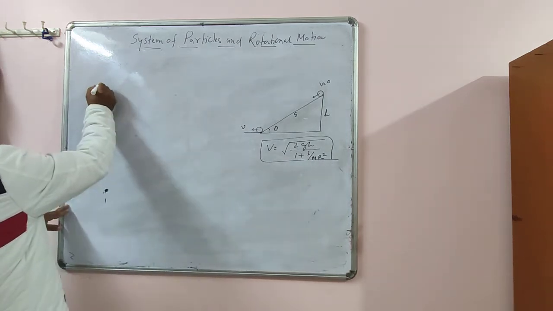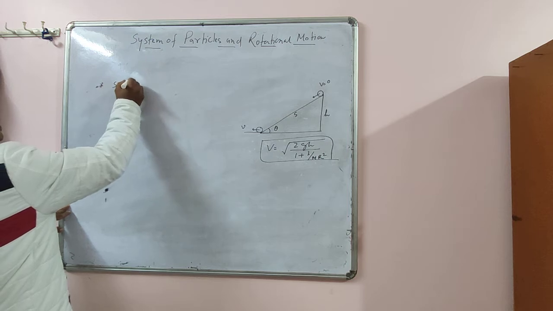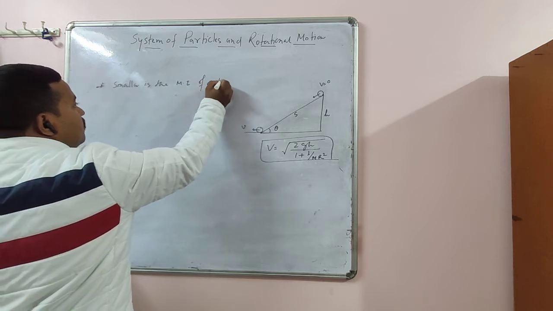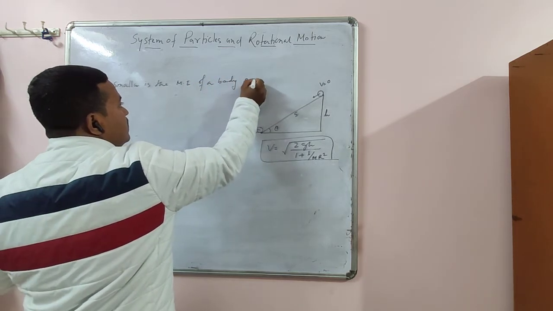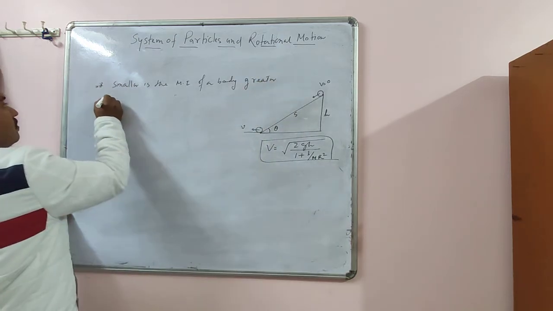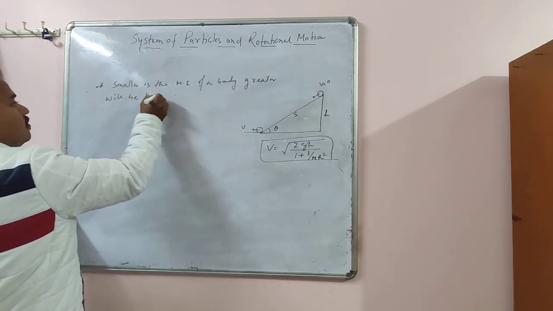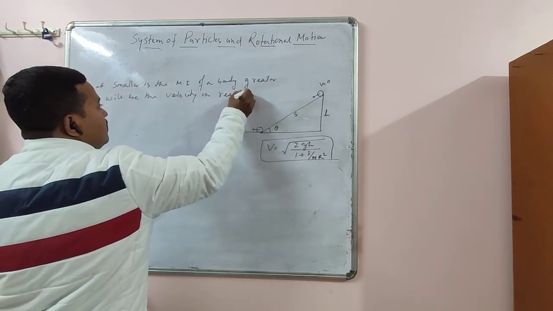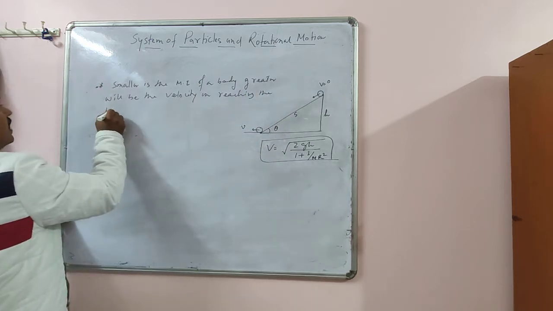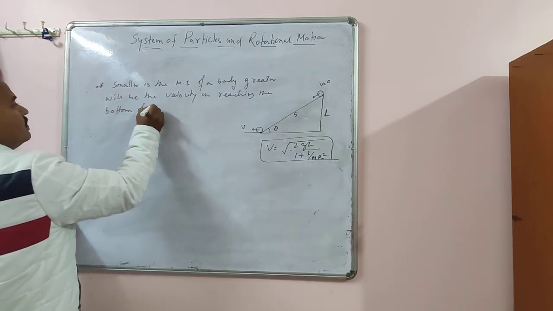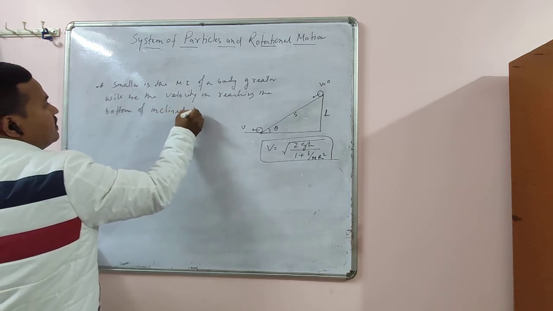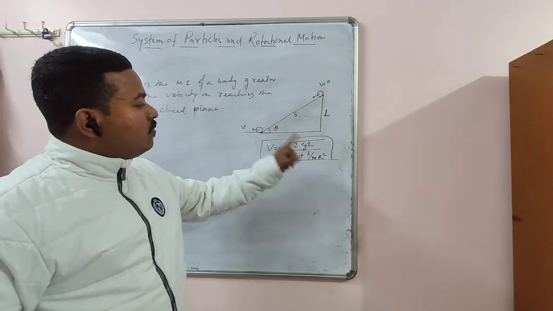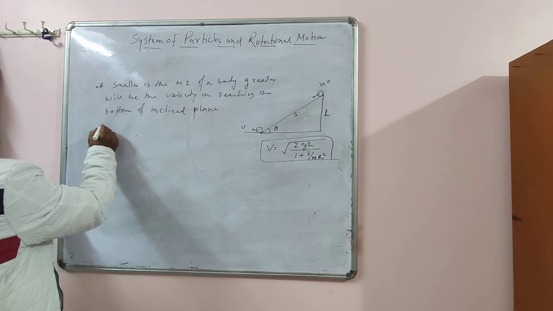So this is another important point. You can say that smaller the moment of inertia of a body, greater will be the velocity on reaching the bottom of the inclined plane. Okay, as we have seen that v is inverse to what? Moment of inertia.